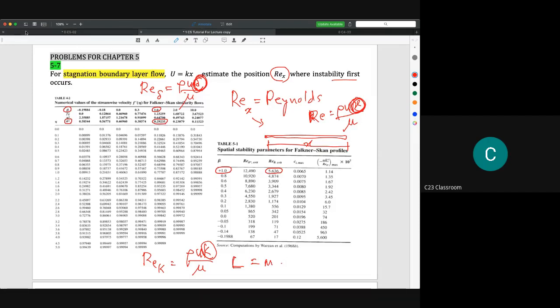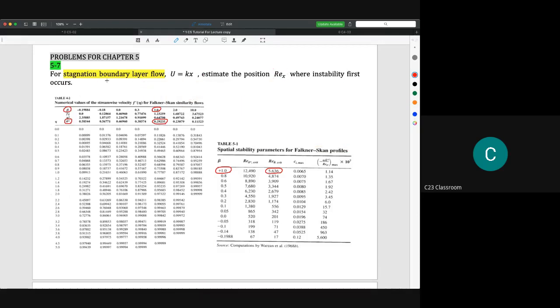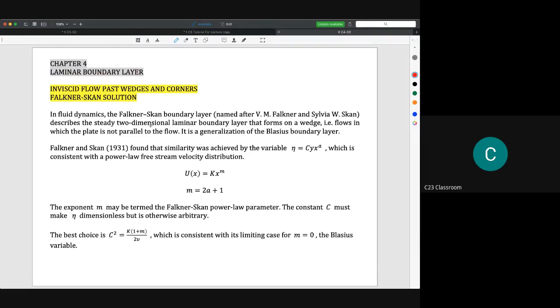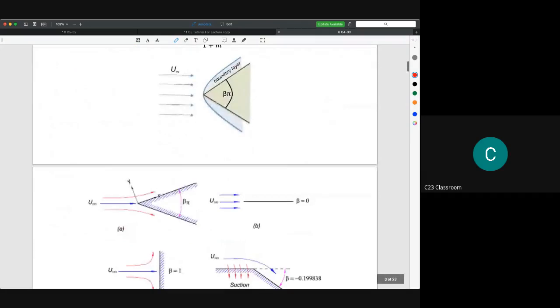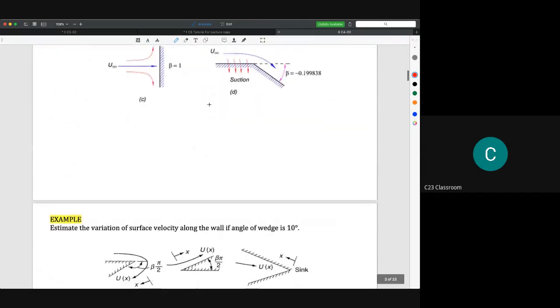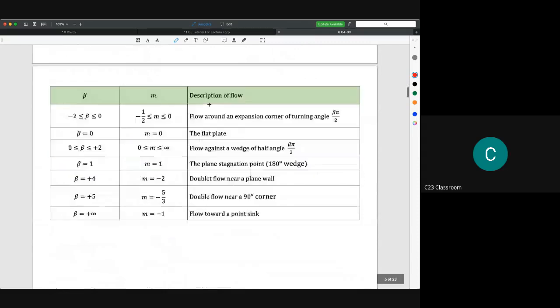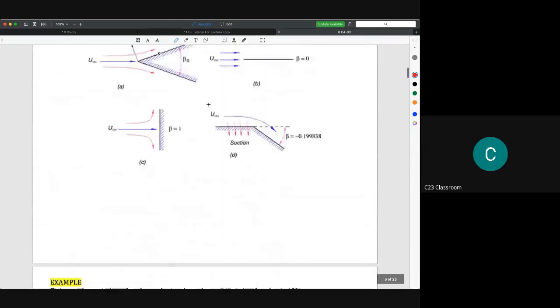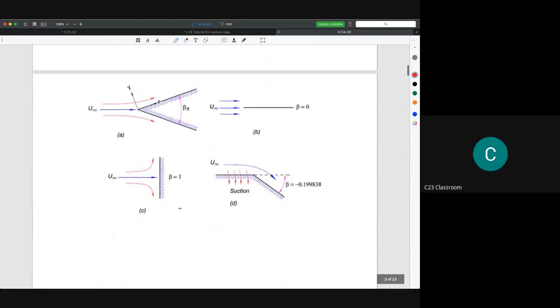So the condition here says a stagnation boundary layer. The stagnation boundary layer is actually referred to this one. I think in chapter 4, I introduced you to the flow past wedges and corners. Okay, so you will have this one, and then finally you will have the idea of this one.